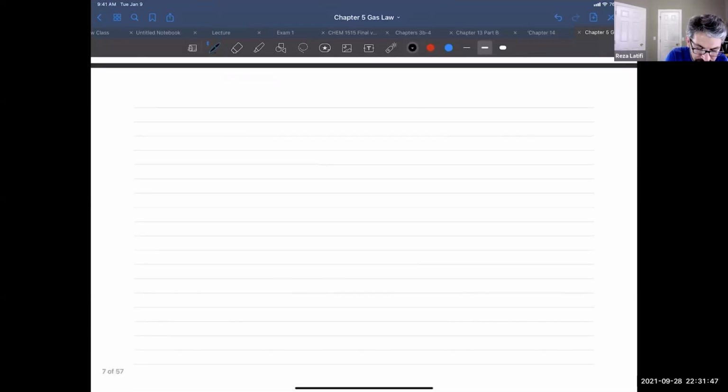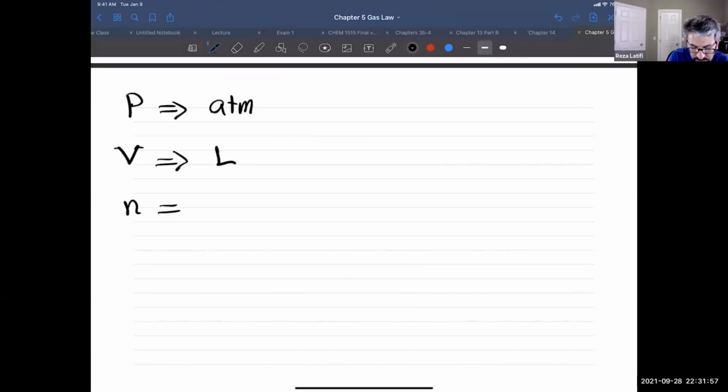And here are the factors. First one will be pressure. Pressure always has to be in atmosphere. Next, volume. Volume needs to be in liter. Number of mole will be in mole unit, and temperature must be in Kelvin.